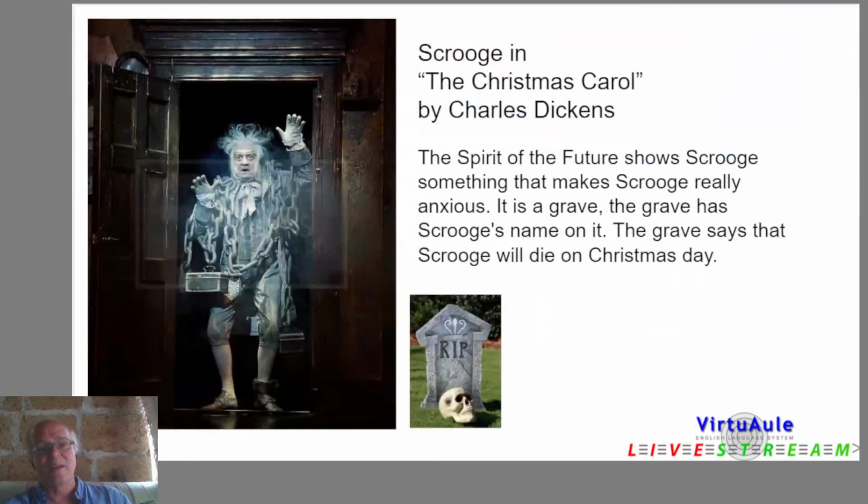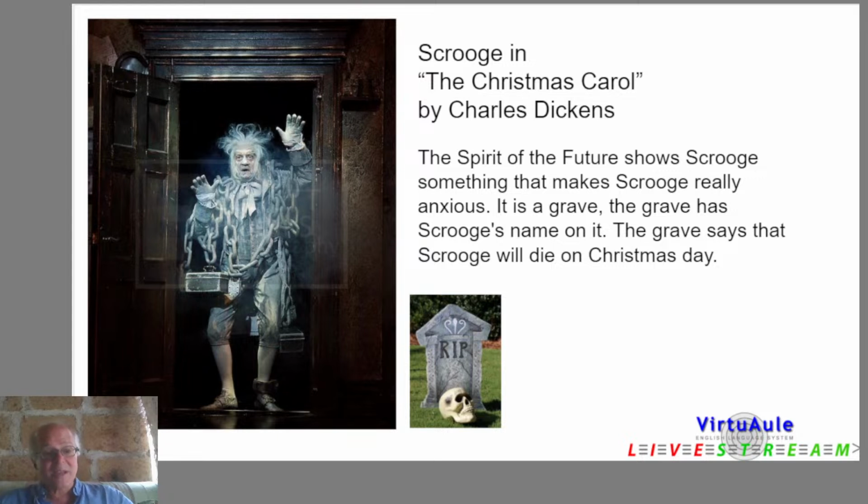Now, here we have a picture of Scrooge. Well, actually, this is not Scrooge. This is the spirit of the future. The spirit of the future is walking in the door. He has his chains around him. This is a symbol of the chain. The spirit of the future shows Scrooge something that makes Scrooge really anxious.